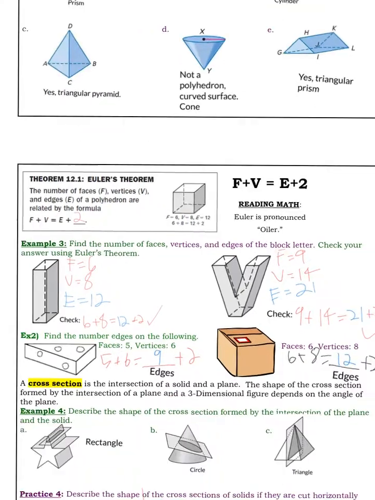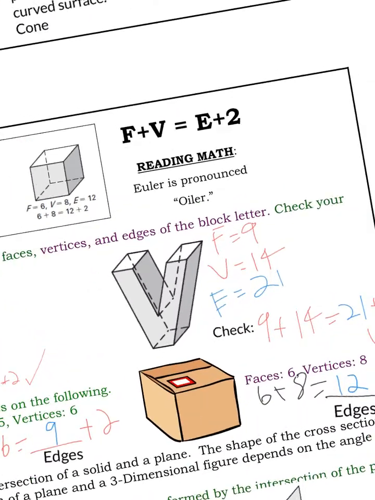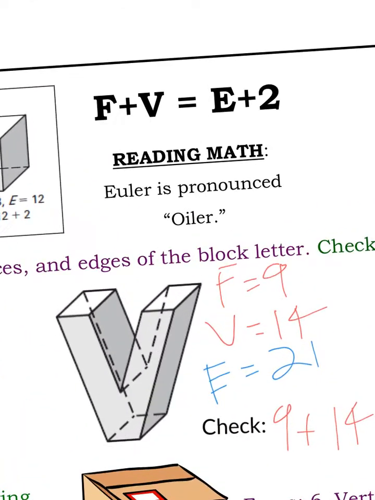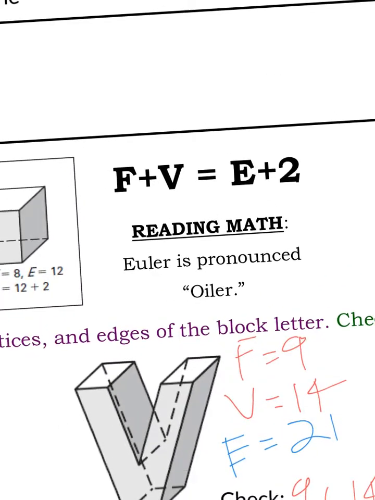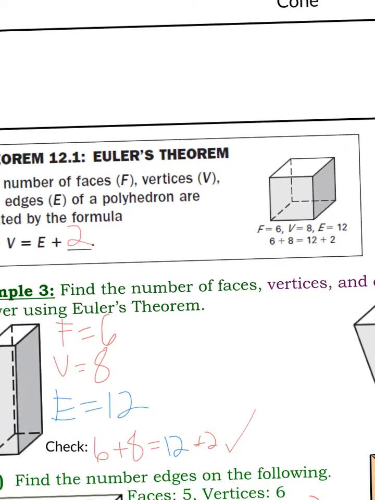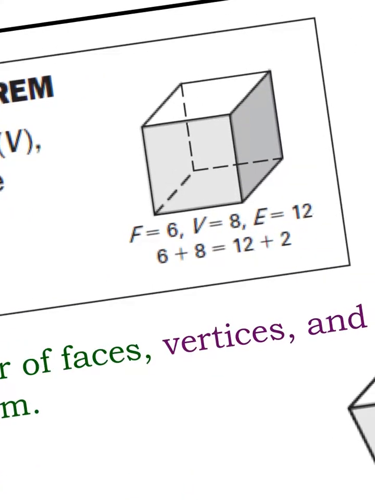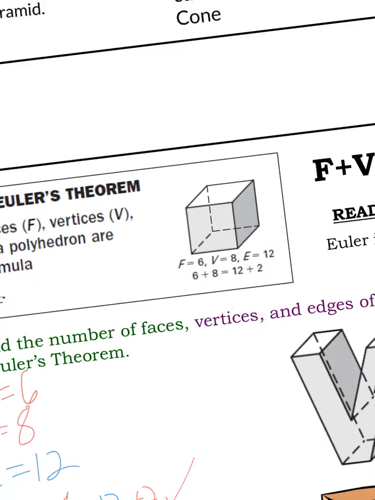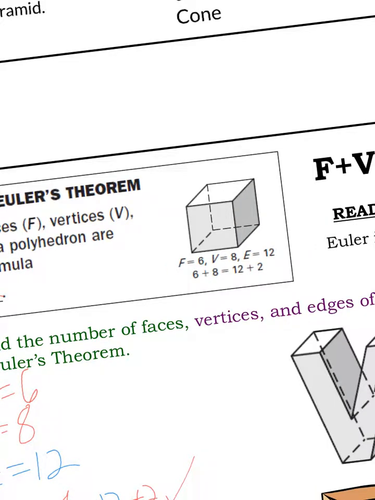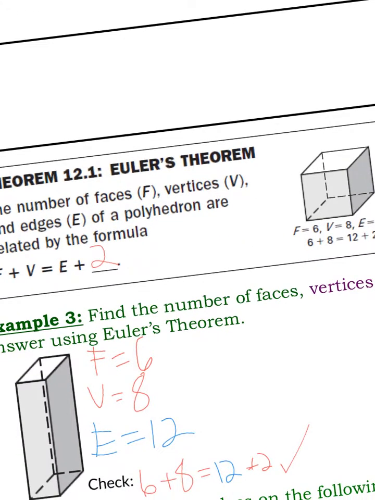The back is going over Euler's theorem. It's spelled Euler, but it's pronounced Euler. And it's F plus V equals E plus 2. So that means you can count all the faces in a three-dimensional object. This has 6 faces. And then you can count all the vertices, or the corners. And this has 8 corners. And it's going to equal the edges, the lines, plus 2. And that's true for any regular three-dimensional object.